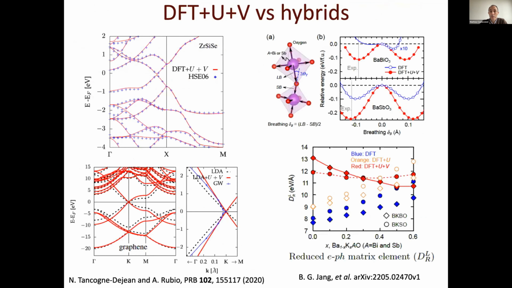In this other paper, they were instead studying the structural distortion of perovskite and in particular the electron-phonon matrix element, showing that the use of +V was actually required to get results in consistency with those of the hybrid functional.